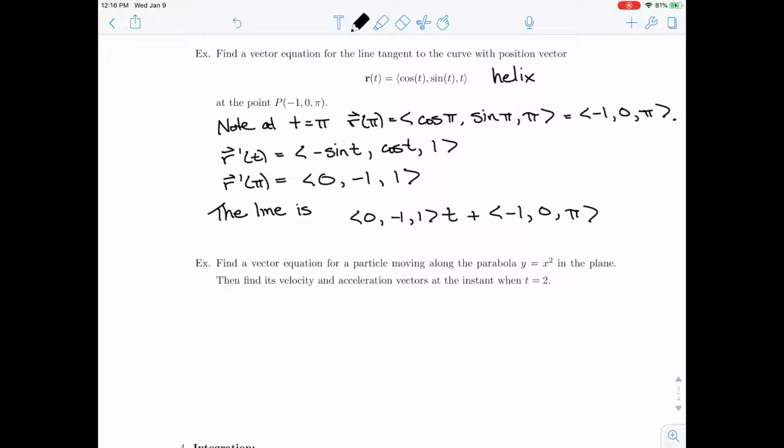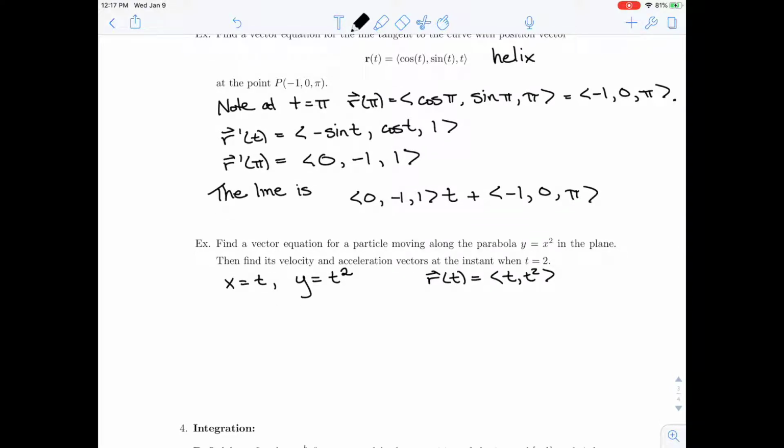Okay, one final example. Let's find a parametric equation for our particle that's moving along the parabola y equals x squared in the plane. Okay, so if we want to find a parametric equation or a vector equation for y equals x squared, the easiest thing when one variable y is a function of the other is to let the input variable be t, and then the output is supposed to be x squared, which is then t squared. So that tells us that r of t is going to be t, t squared.